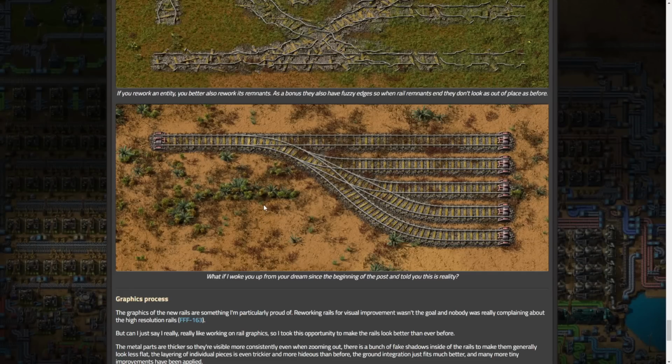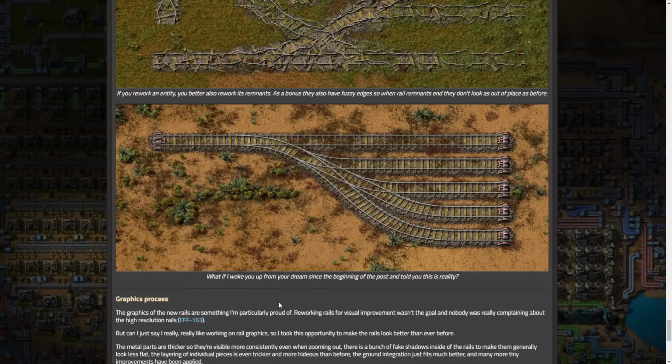And then this last section here is basically just the graphics process. The graphics, the new rails, are something I'm particularly proud of. Reworking rails for visual improvements wasn't the goal. Nobody was really complaining about the high resolution rails. But can I just say, I really like working on rail graphics. So I took the opportunity to make the rails look better than ever before.